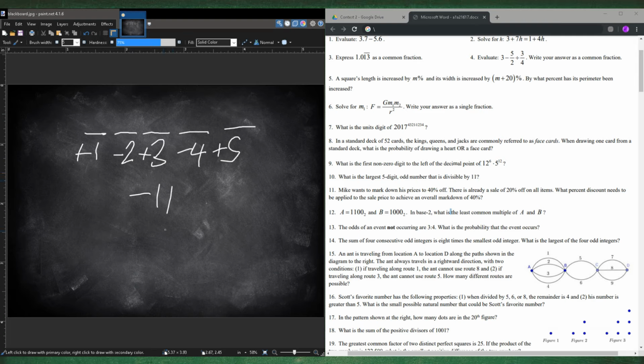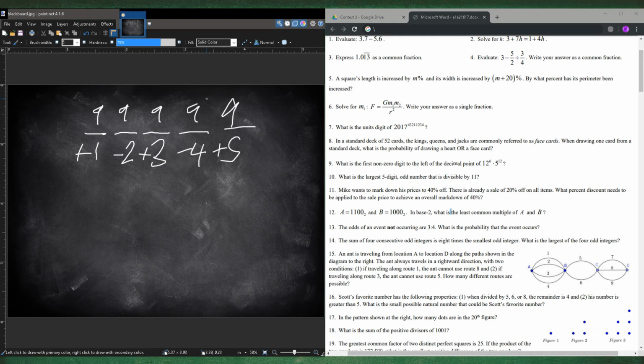So it's either negative 11, 0, 11, etc. So what's the largest 5-digit number that is divisible by 11? That's the rule basically. Let's say the highest 5-digit number is 99999, right? Then you have a remainder of 9 left over, because 9 plus 9 plus 9 minus 9 minus 9 is 9, and 9 is not a multiple of 11. So we have to turn this number into a multiple of 11.